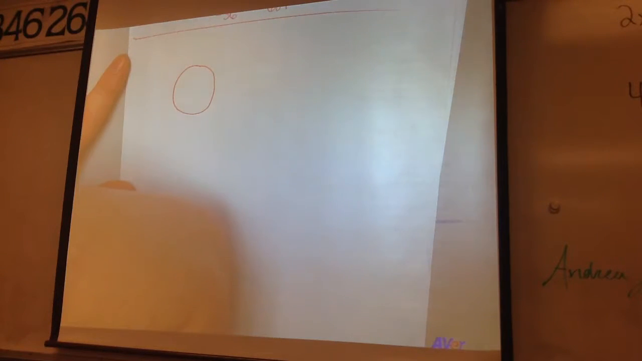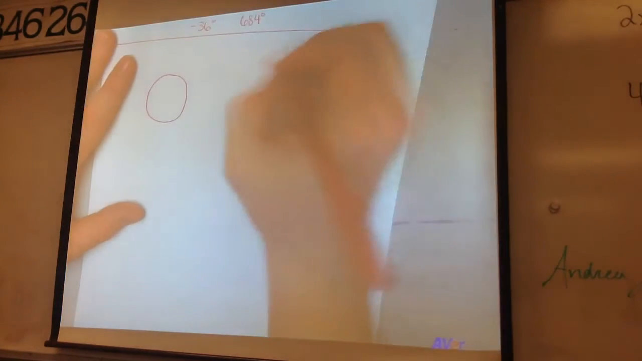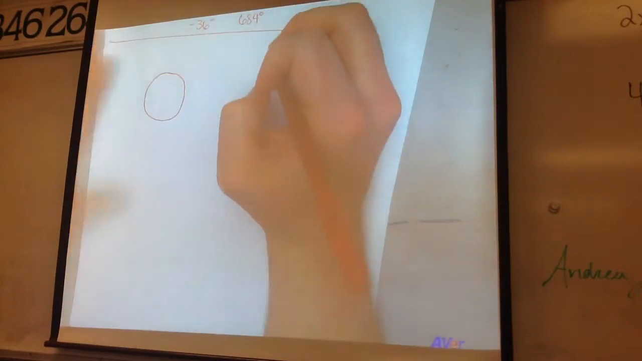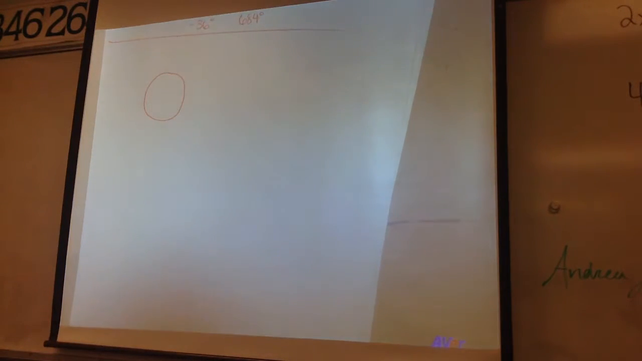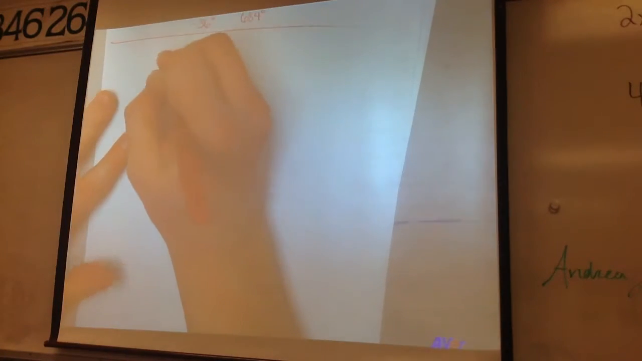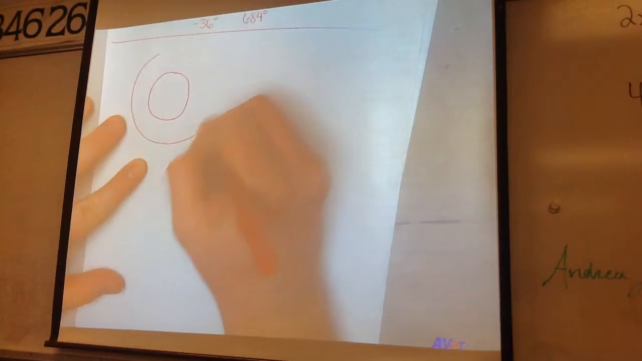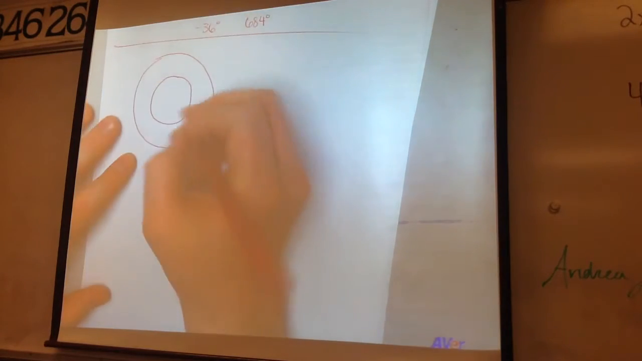Degrees is pi. 180 over pi. 360 is 2 pi. This is the part I like. 180 is pi. 90 is half pi. And then 1 half pi.